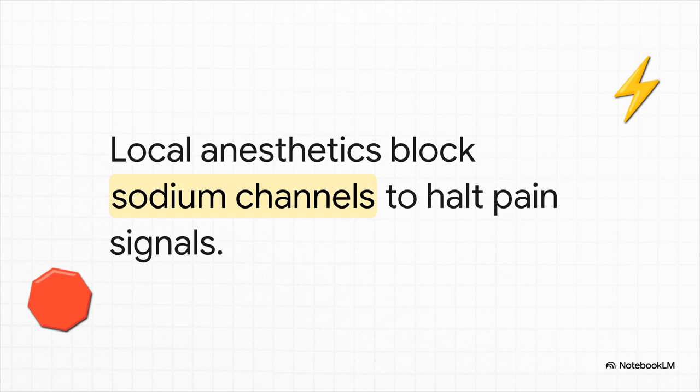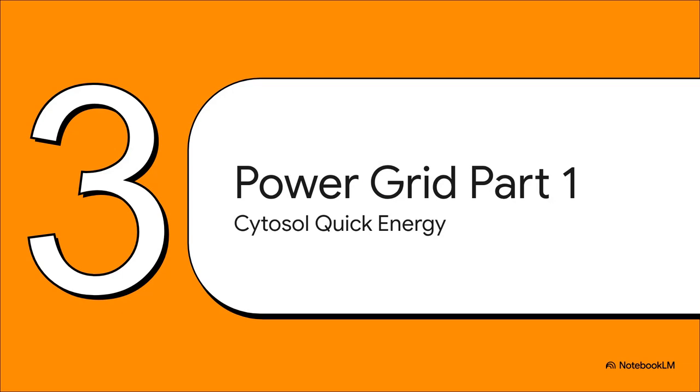Why should you care about this electrical rush? Well, if you've ever had a cavity filled, you have manipulated it. Local anesthetics work simply by passing through the cell membrane and physically blocking those voltage-gated sodium channels from the inside. If sodium can't rush into the cell, depolarization never happens. The action potential is completely halted in its tracks, meaning the nerve fails to transmit the pain signal to your brain. Now that we're inside the city, let's explore how it actually runs.